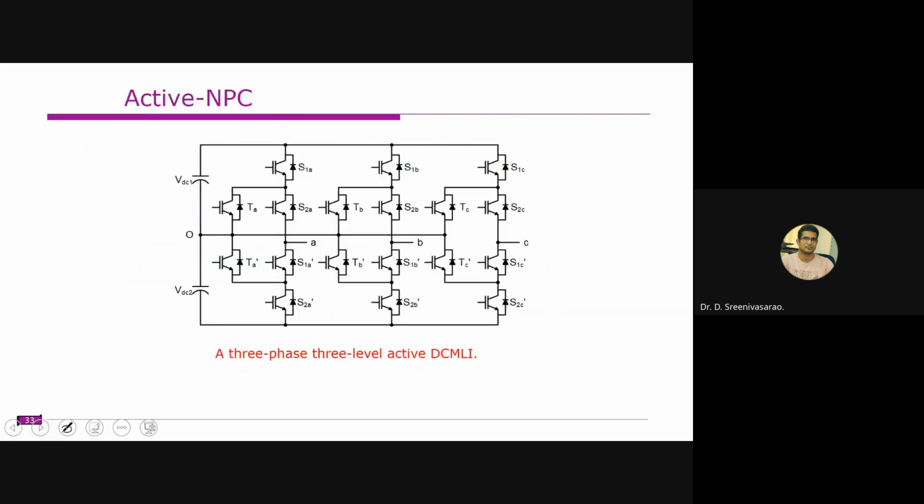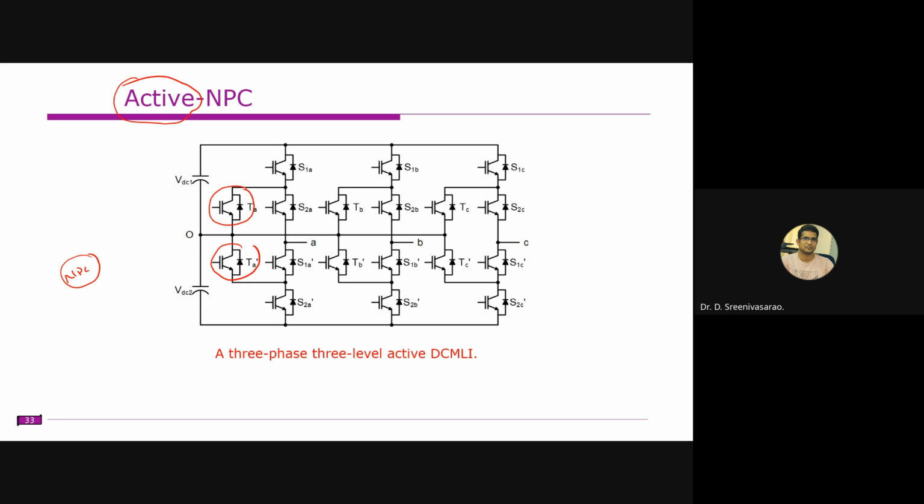So this is what is done. We have replaced them with switches. This is known as the active neutral point clamp. In this way, we can actually control the neutral point voltage. The main drawback of the NPC is the neutral point voltage deviation, and that can be addressed by using this active neutral point clamp.